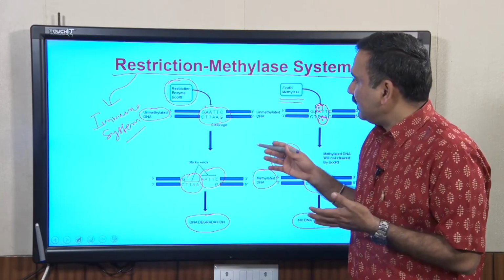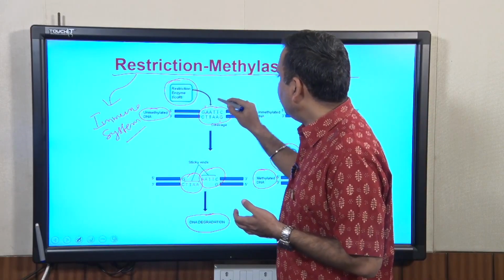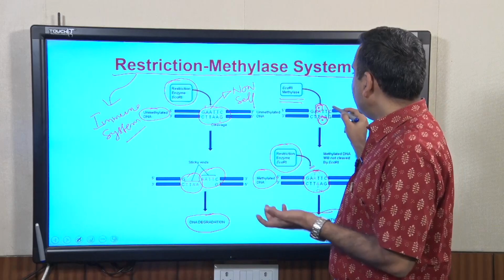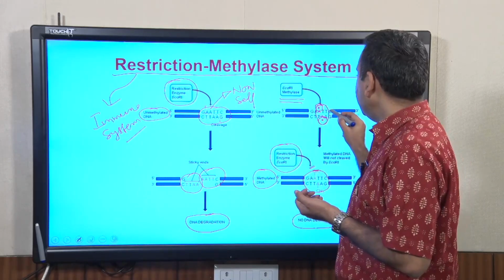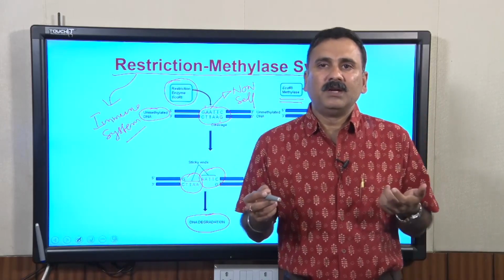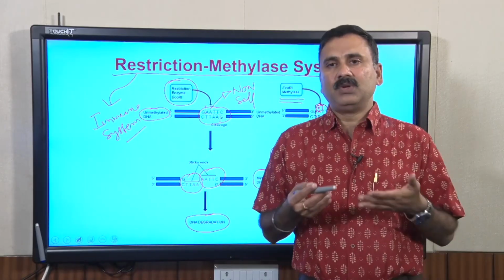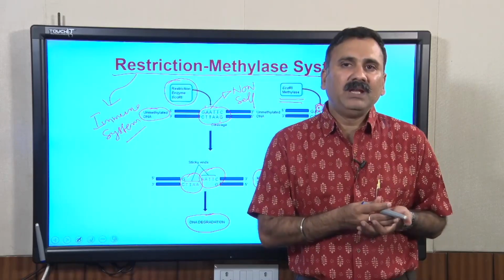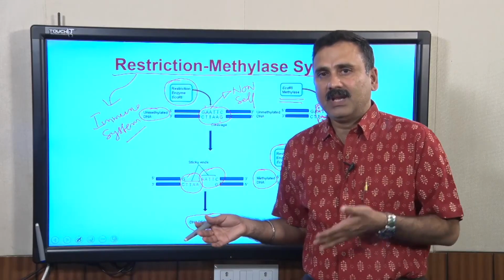For example, in this case you might have seen that this particular DNA is considered non-self simply because it does not have the methylation on the adenine groups, whereas the DNA containing the same restriction site but methylated on the adenine group is considered to be the self DNA, and that is actually a unique mechanism to distinguish between the self DNA versus the non-self DNA.